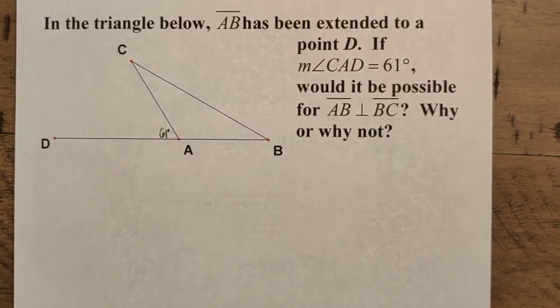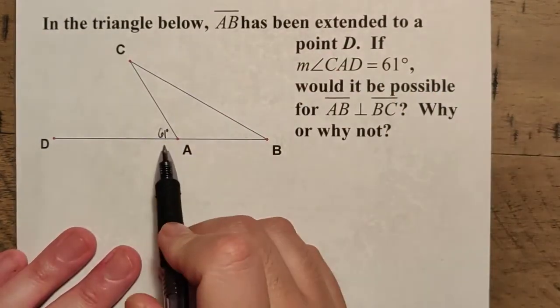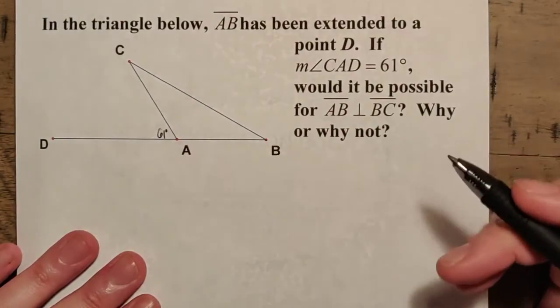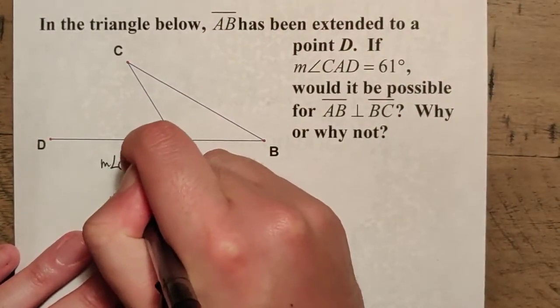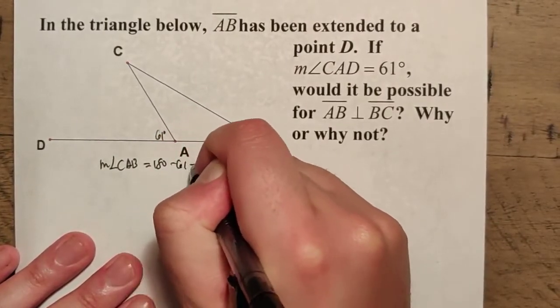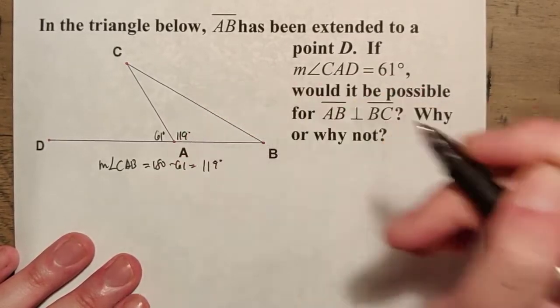Well, let's see. Is it possible for AB to be perpendicular to BC? Well, let's see what happens. The only thing we know is that this is 61 degrees, which implies that angle CAB here has to be 180 minus 61. So we can write that the measure of angle CAB is going to be equal to 180 minus 61, and that is 119 degrees.